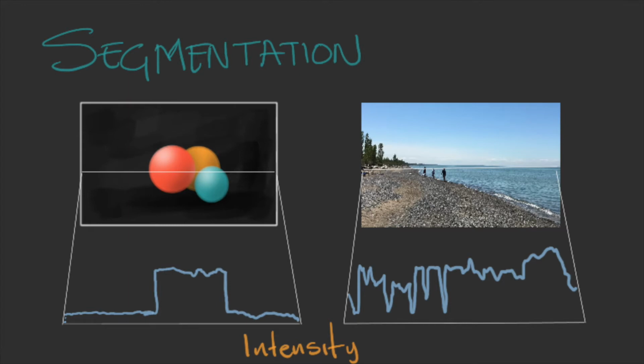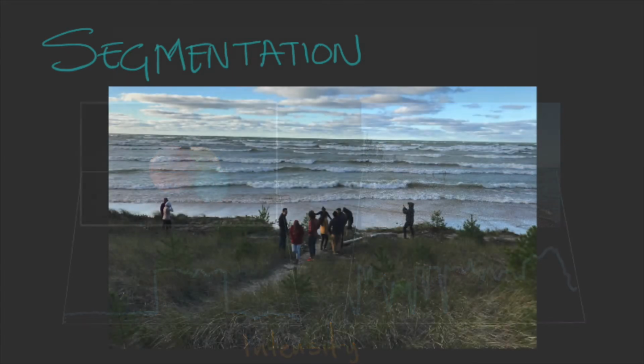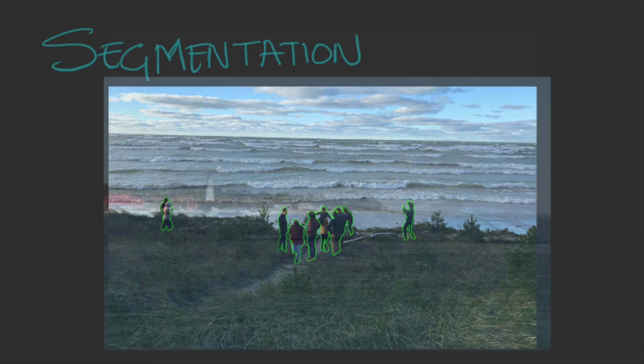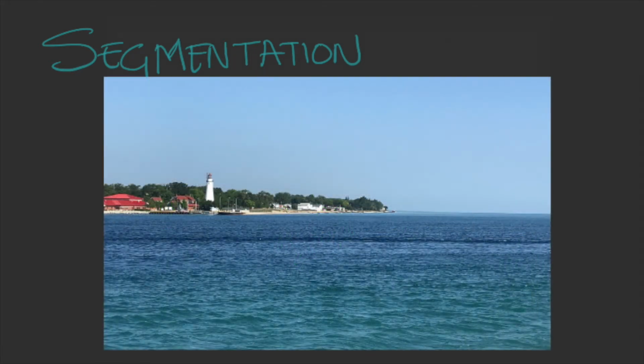Furthermore, when we segment an image, we might not be searching for objects, but just trying to divide the image into meaningful regions, whatever that means. In this image, for example, we might want to find the people in the scene. But in this other, we might want to find the water, the trees, and the sky.